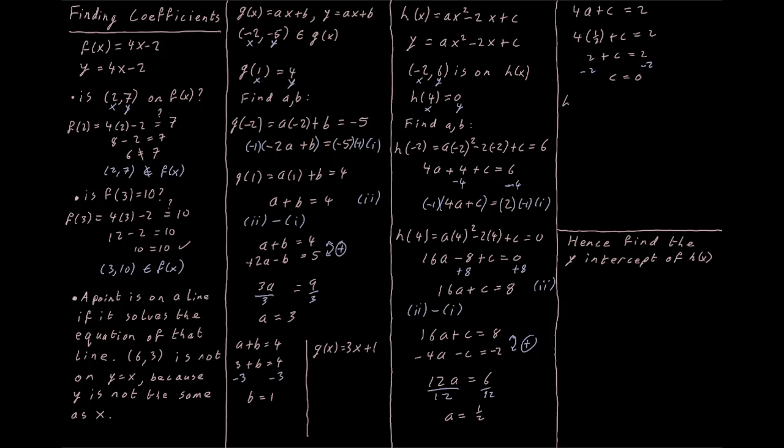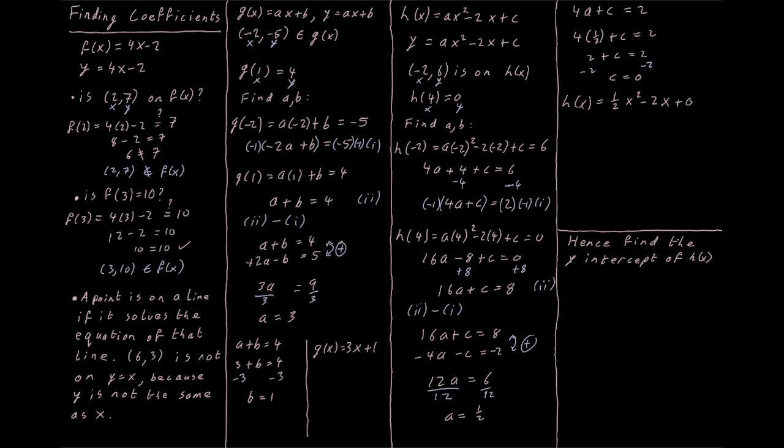So I end up with h of x is going to be equal to 1/2 x squared minus 2x plus 0. I don't need to write in the plus 0, but I will here for completeness as a final answer. So that's the description of all of the points on h of x.